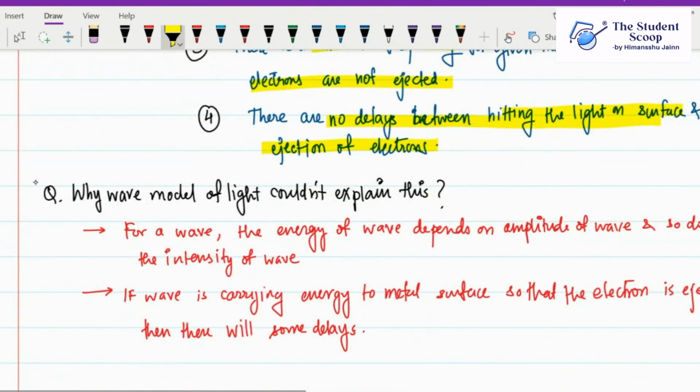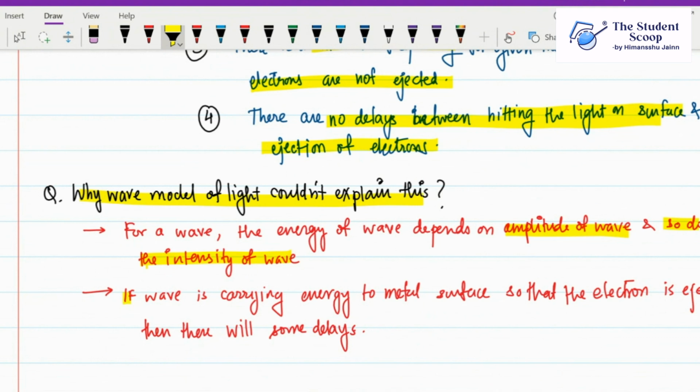Now, why couldn't the wave model explain this? According to the wave model, the energy of the wave depends on the amplitude of the wave, and so does the intensity of the wave. So higher intensity, higher amplitude, all those increase the energy of the wave. Now, if you give enough energy, electrons must be ejected. But what we saw is that with increasing intensity, there was no increase in the number of electrons ejected. So the energy of the electromagnetic wave or the light does not depend on amplitude or intensity.